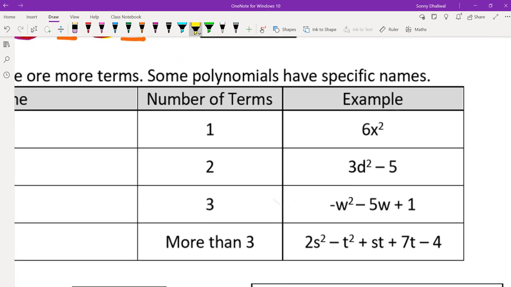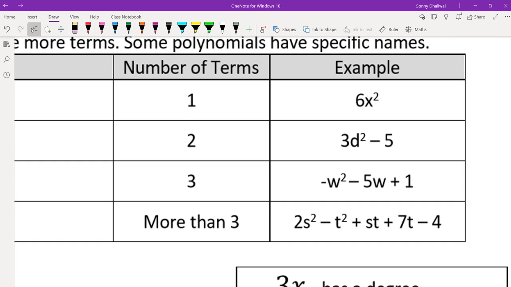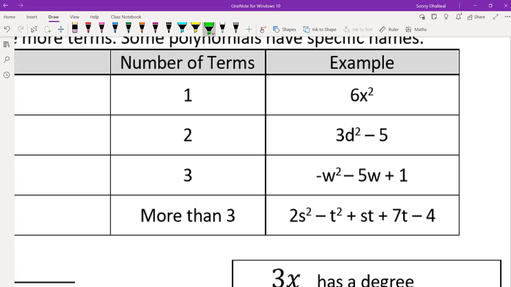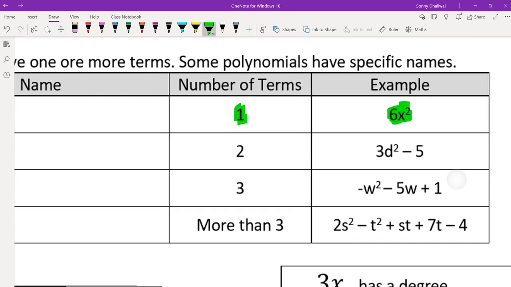For example, if over here we have 6x squared, there's no plus or minus signs, it's just one thing. That is 1 term. I should probably have left this blank for you. Maybe in the future I'll change it. Now, the next one, we have 1 minus sign. So you draw a line under this one and a line under this one. How many lines did we draw? 2, so there are 2 terms.